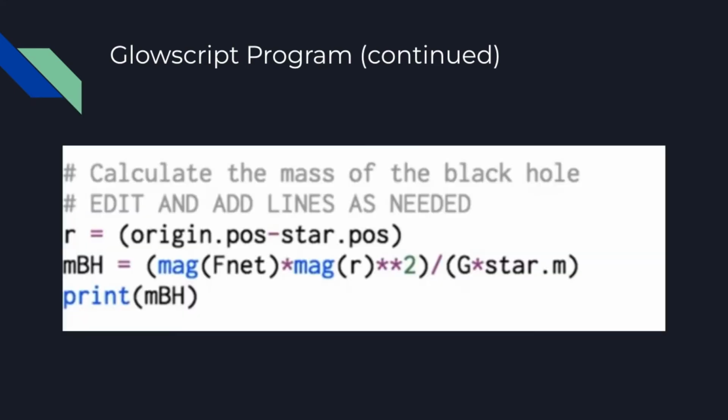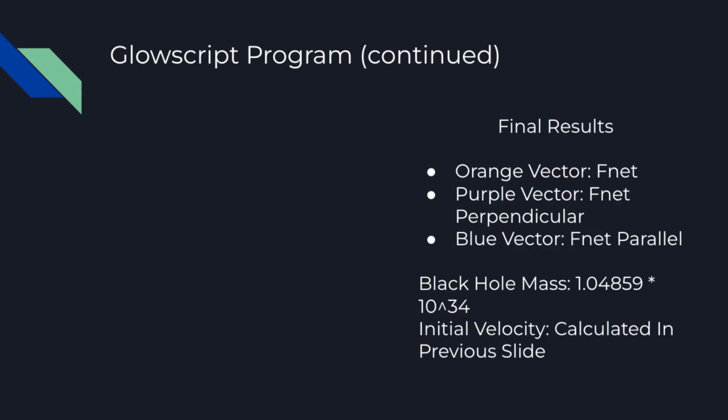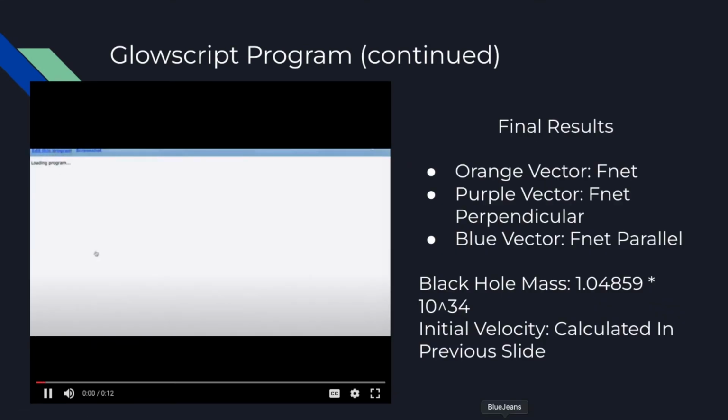In here, we just plug all the values that we found into the FG equation, which was G M m1 over r squared. Here's our GlowScript program.